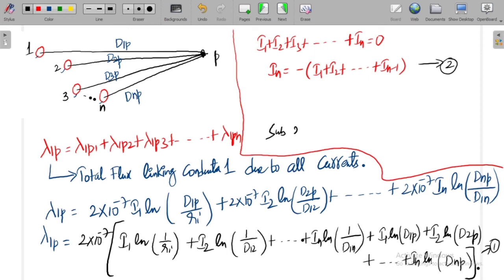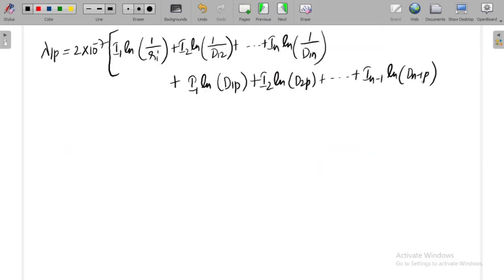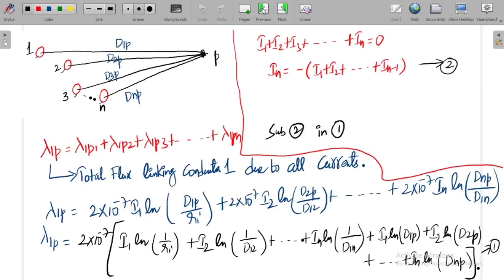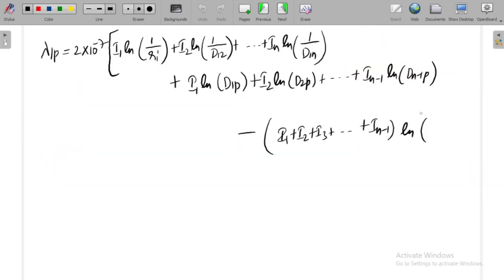Okay, now substituting the second equation in the first equation. So I am poor in mentioning the equations, just follow the procedure, that's it. Now in place of In, I am substituting I1 plus I2 plus I3 and so on, In minus 1, times ln of, see here in place of In I am substituting this. If you consider the first equation, you can understand this, into dnp, right? Now how can I write this in a simple way?